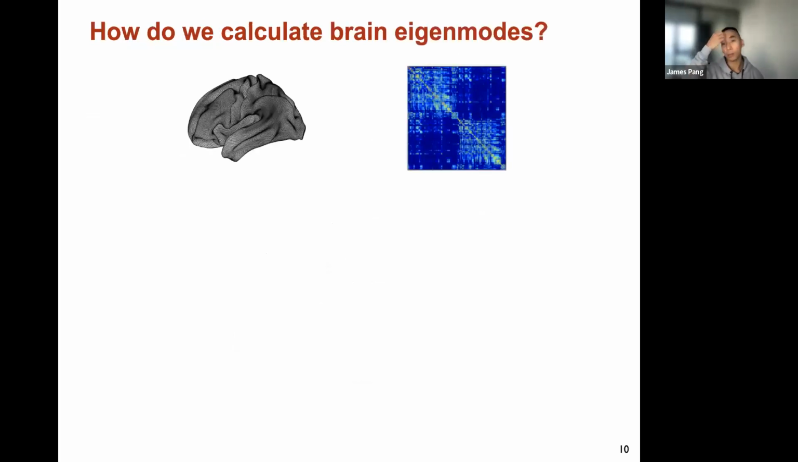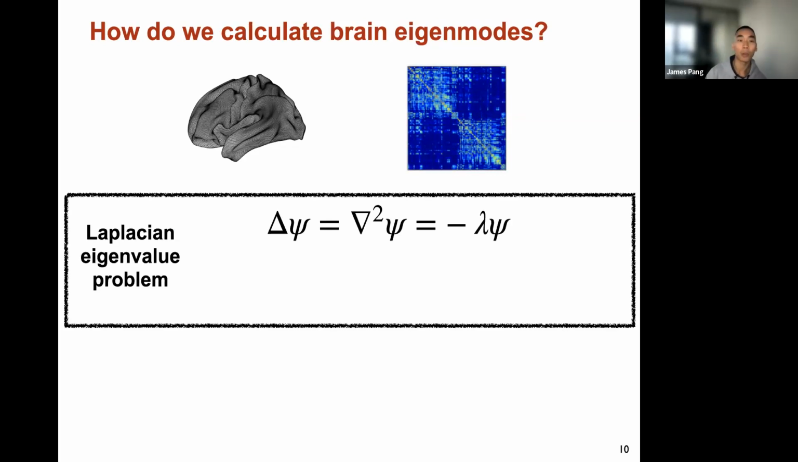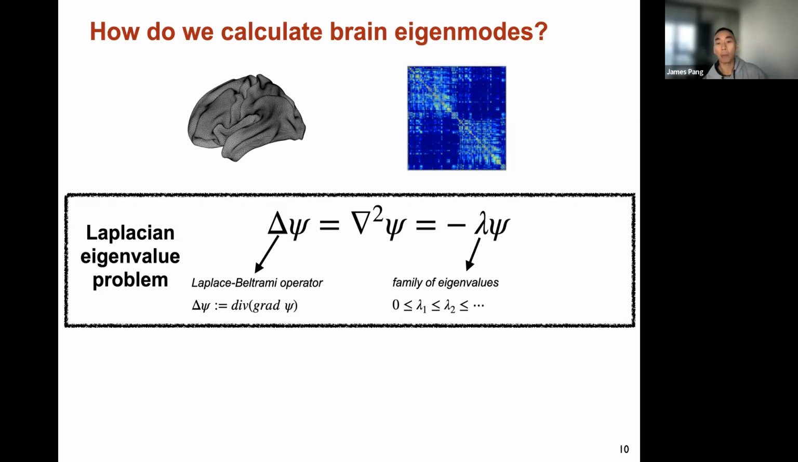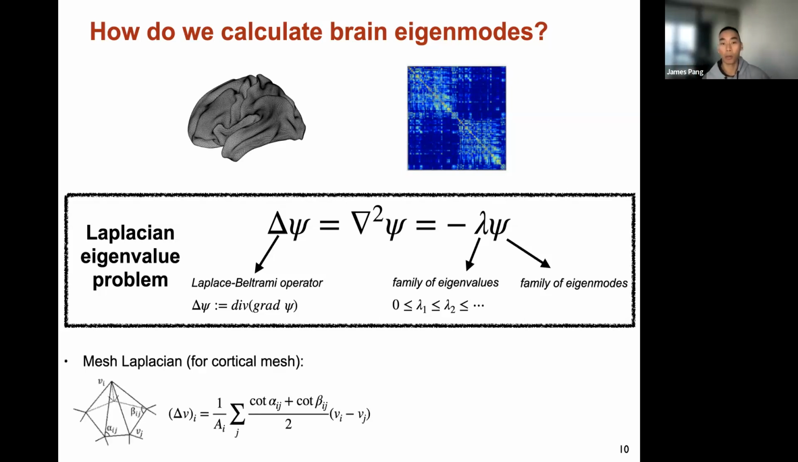So now, how do we calculate the eigenmodes of the brain? So we have this cortical surface mesh approximating the cortical geometry and a connectivity matrix approximated from diffusion MRI. We do that by solving this Laplacian eigenvalue problem. It's like an eigen decomposition, where this is what we call the Laplace-Beltrami operator, which encodes the spatial relationships between points and nodes. And you can get a family of eigenvalues lambda and a family of eigenmodes psi. And depending on the problem that you're trying to solve, you can approximate the Laplace-Beltrami operator in quite a variety of ways. We can discuss that later on if you're more interested to know more about that.